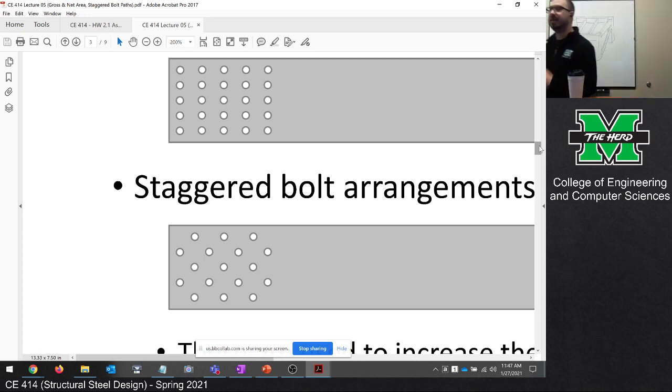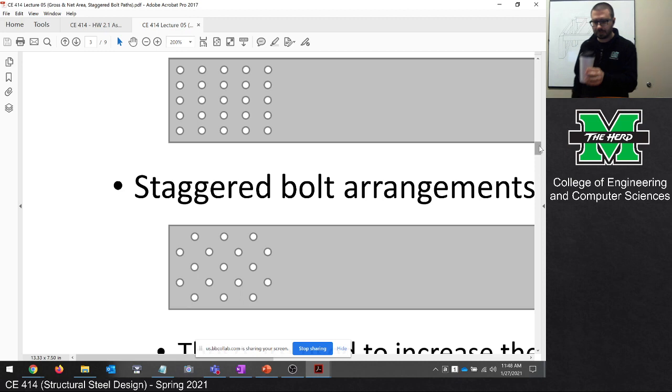Now, do we do this in real life? Yeah, we do this in real life, and there is a clear reason why we would do this. Why do you think we would do what's on the bottom? I just want to see if everybody's paying attention. Why would we arrange our bolts like that? It does increase the amount of material between the bolts, strengthening the material. That's correct. That is the answer.